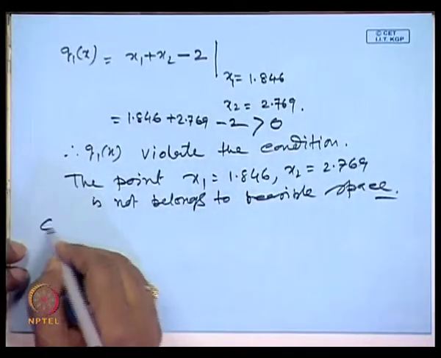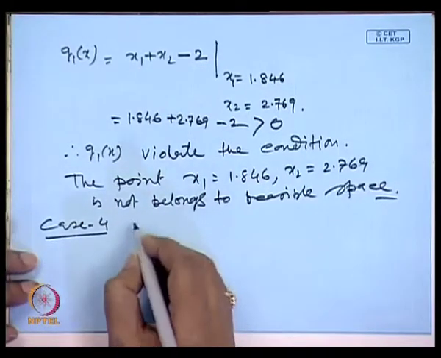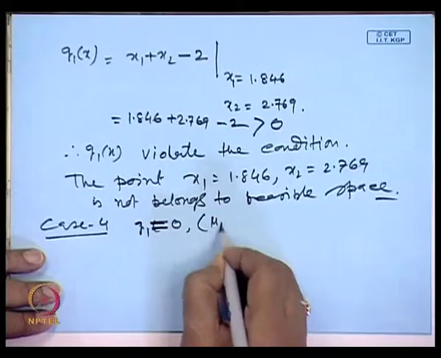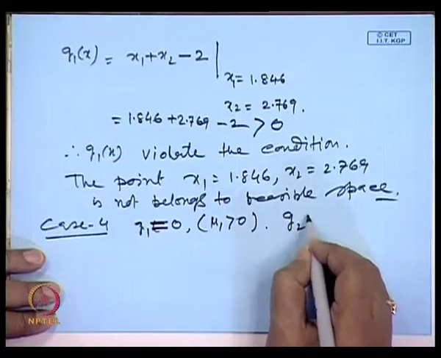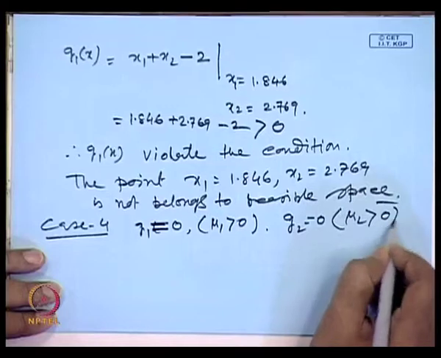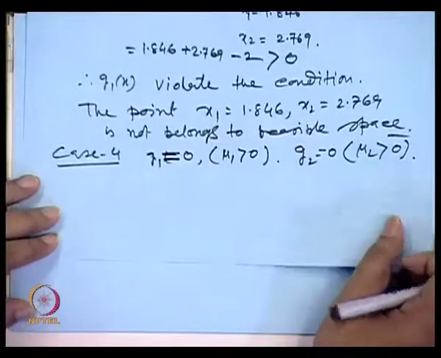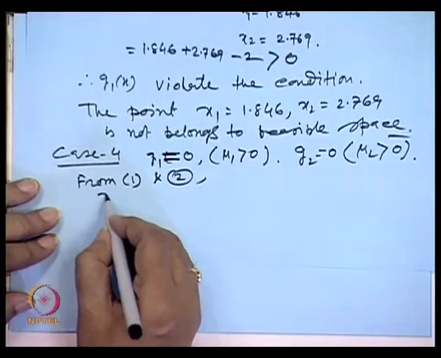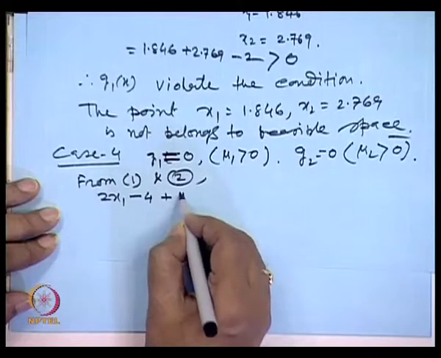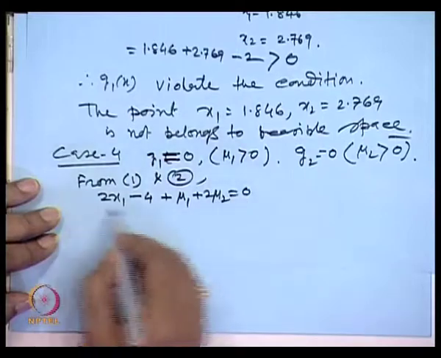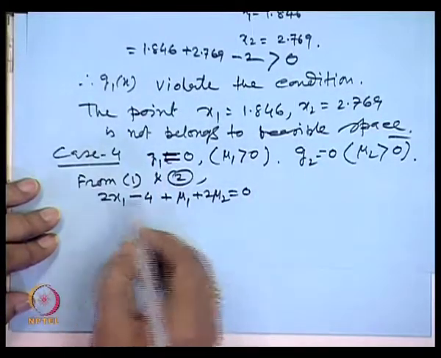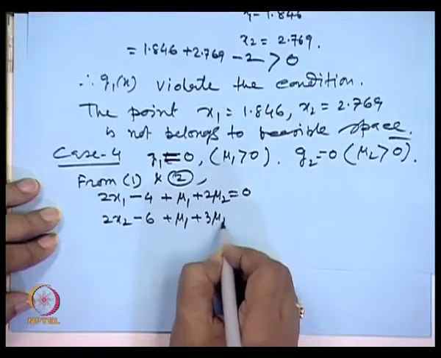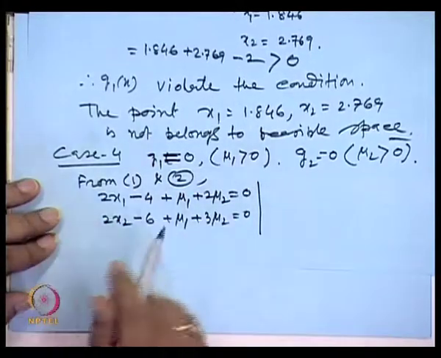So, it must satisfy this equation, and when we put it in, we got that it does not satisfy this one. Now, case 4, what choice is left now: G 1 is 0, which means mu 1 is greater than 0, and the next choice left is G 2 is 0, that means mu 2 is greater than 0, agree. So, using equations 1 and 2, we get 2 x 1 minus 4 plus mu 1 plus 2 mu 2 is equal to 0. This I am getting from equation 1, agree, and then from equation 2 I am getting 2 x 2 minus 6 plus mu 1 plus 3 mu 2 is equal to 0.